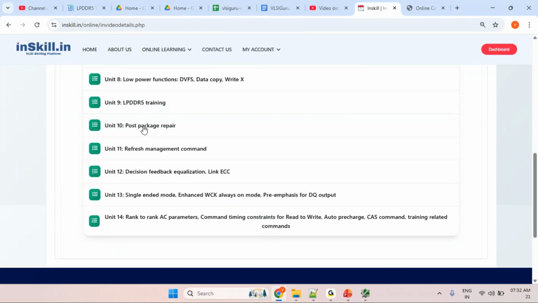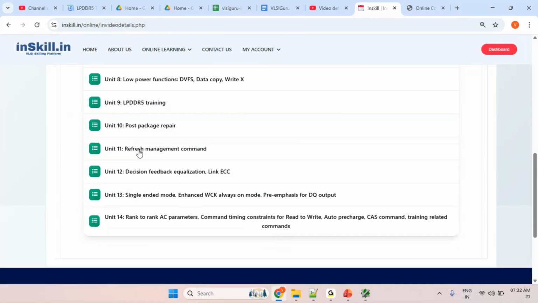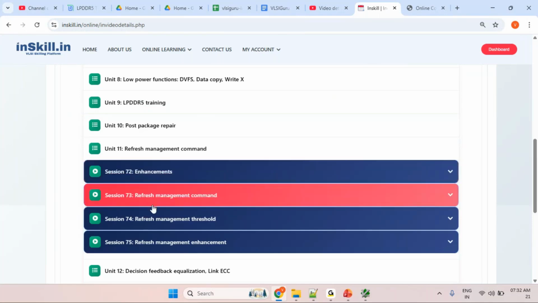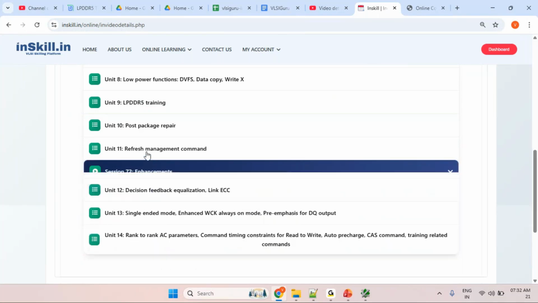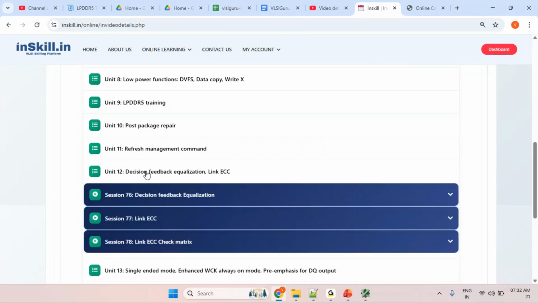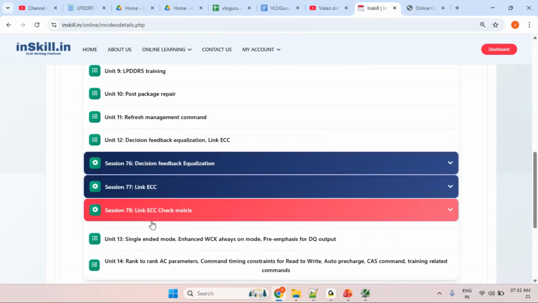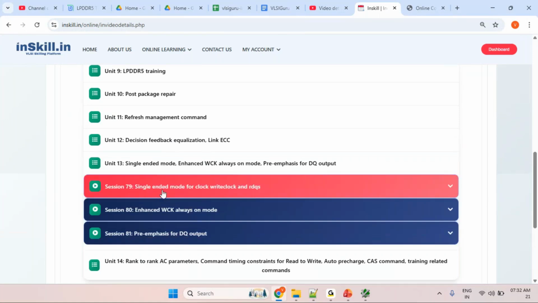Then unit 10 is focused on post package repair. Then unit 11 is focused on refresh management command. So what is refresh management command, management threshold, and what are the refresh management enhancements. Then unit 12 is focused on link decision feedback equalization, link ECC check matrix. Then unit 13 is focused on single-ended mode, enhanced WCK always on mode, and pre-emphasis for DQ output.